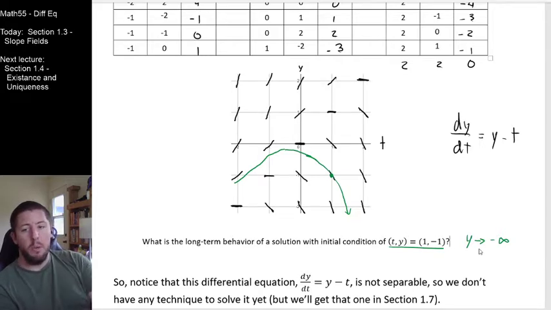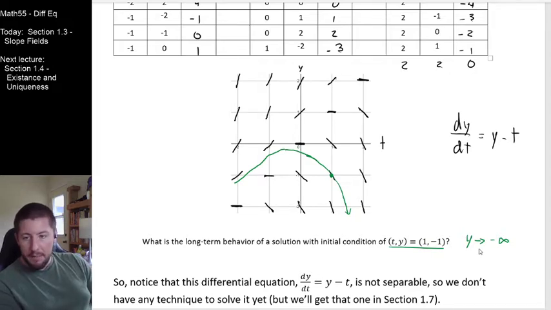So notice that what this slope field is doing is it's allowing us to make long-term predictions about a differential equation without ever actually solving it. Right? We didn't come up with a solution for this, but visually looking at the slope field, I can get a sense for what our solutions look like.